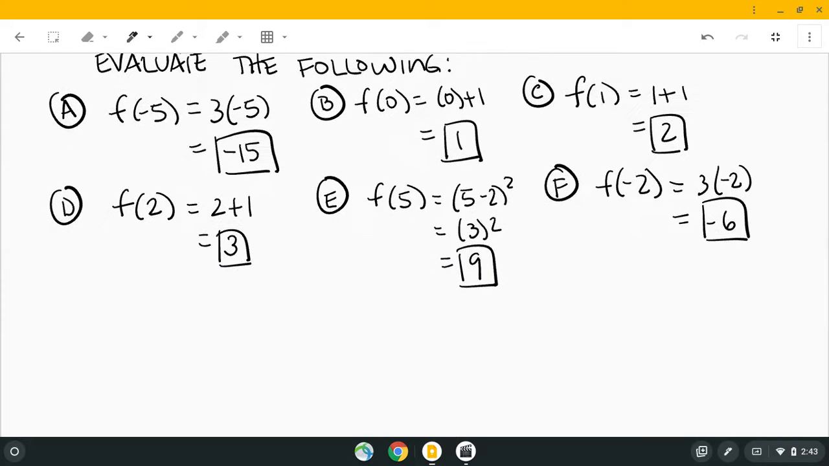Okay, so let's take a look at evaluating without numbers.